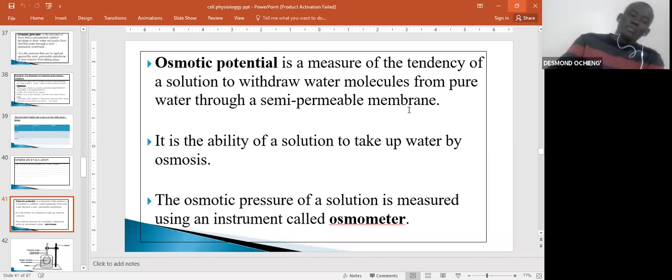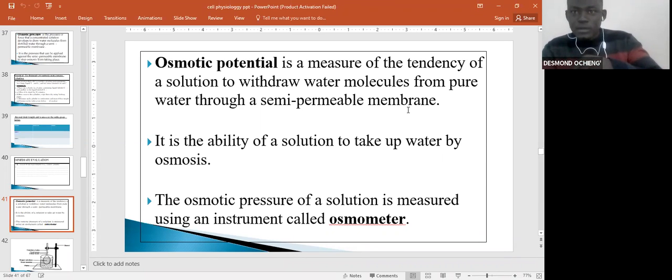Great. Osmotic potential. Osmotic potential. Now, before I look at osmotic potential, someone is asking another question here. Adam Gatari, we are now moving to the osmotic potential. We had not really looked at it. Okay.